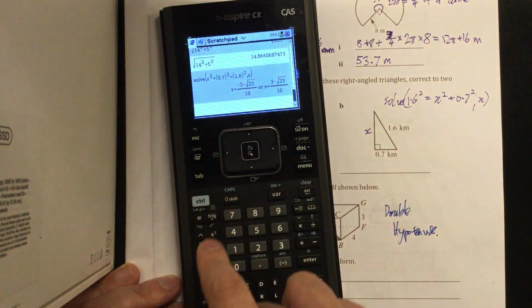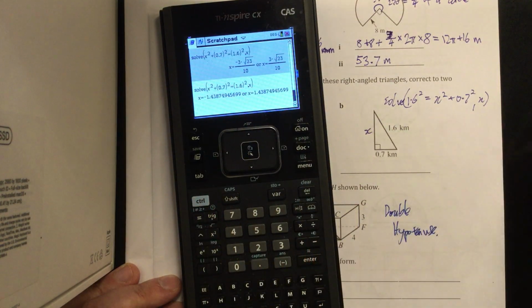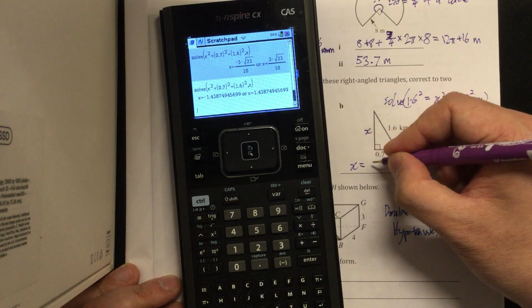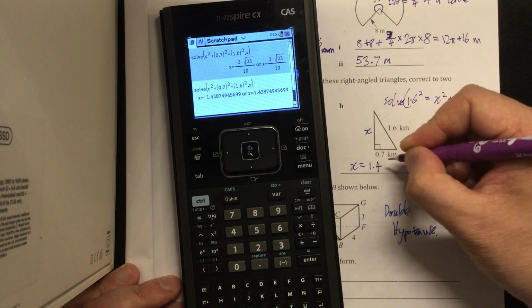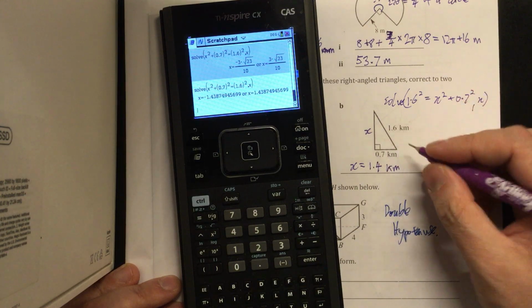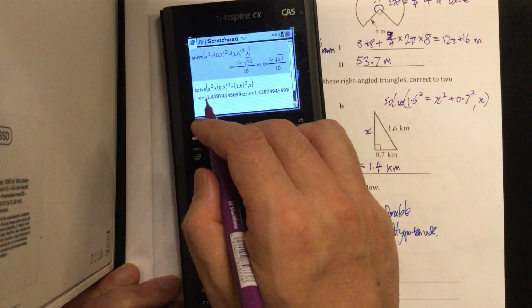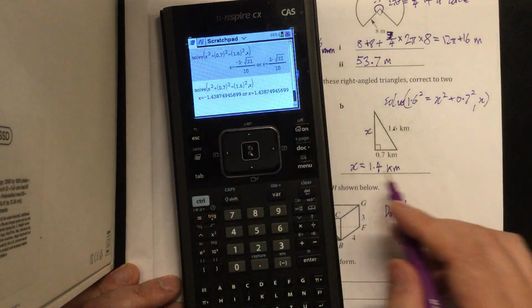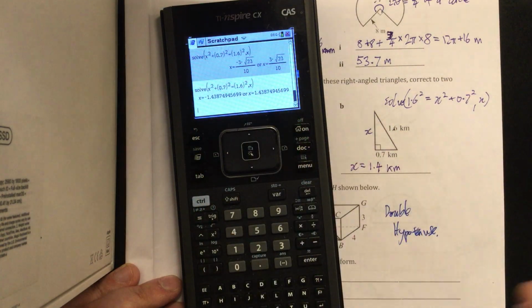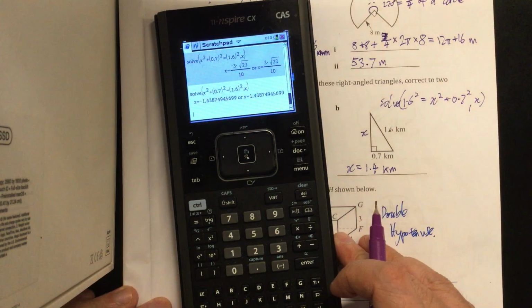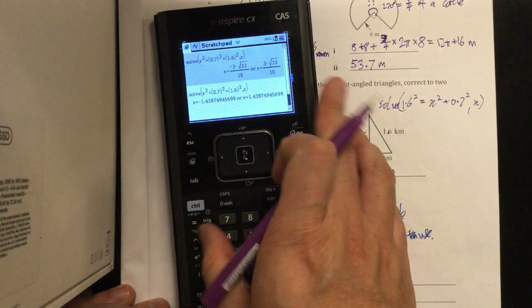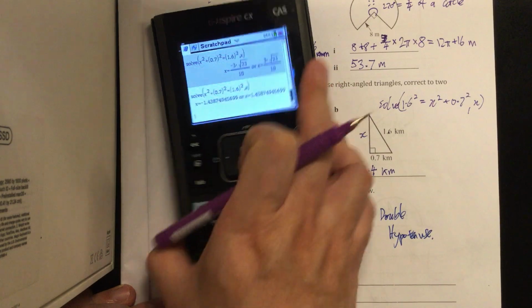Now, they give you some dodgy answers here. Control enter. Well, as you can see, x can only be a positive answer. So 1.4 kilometer. How do I know the right answer? That number must be smaller than this. Okay, so the negative answer can't be correct. Because it's a square number, whenever you solve for x, you would realize from quadratics that you should get a positive and negative x. Here, nice and simple, done.